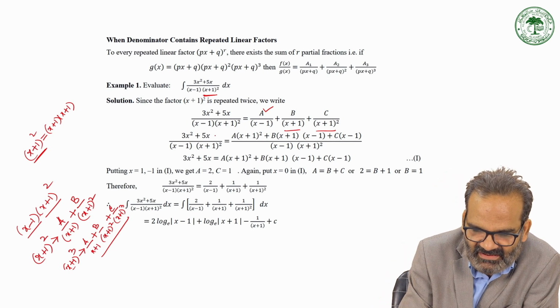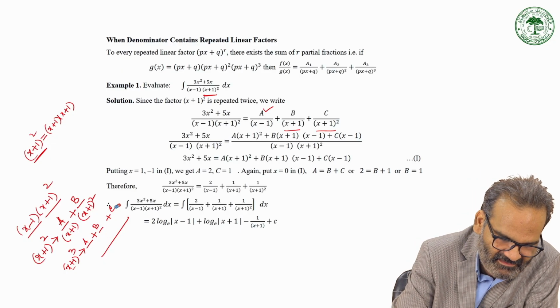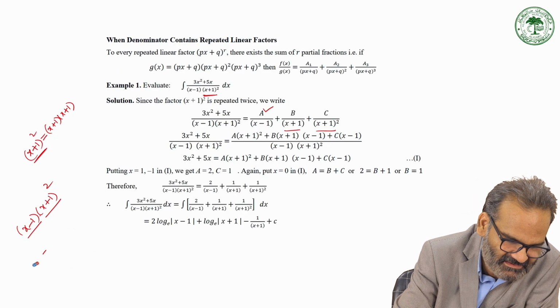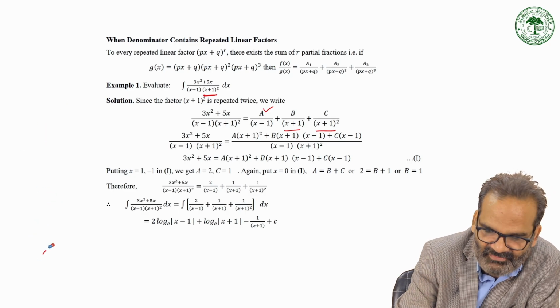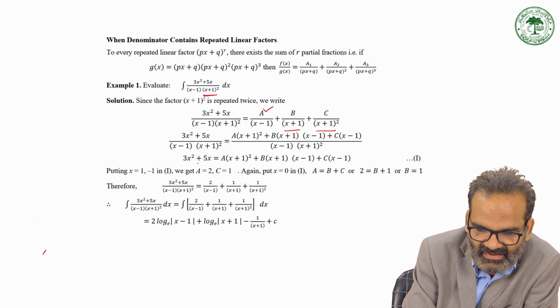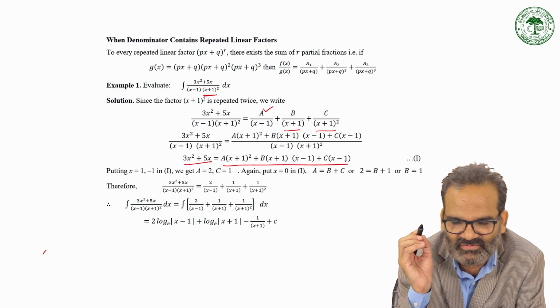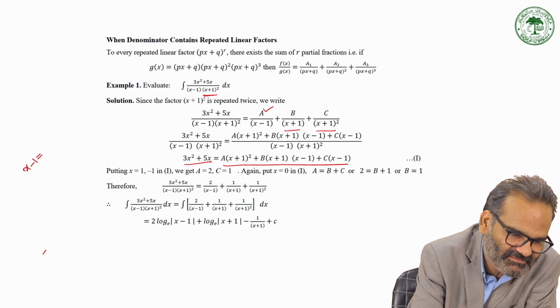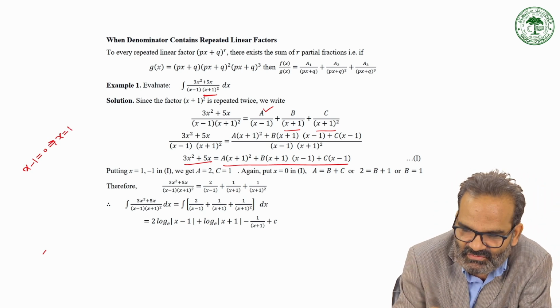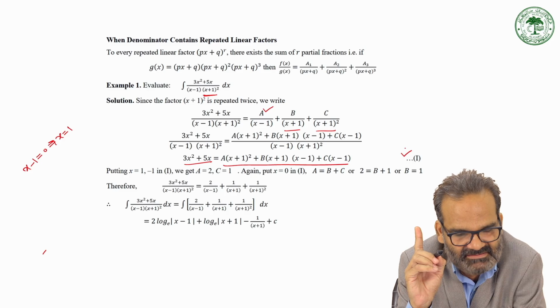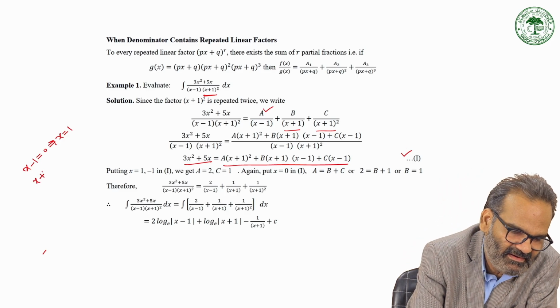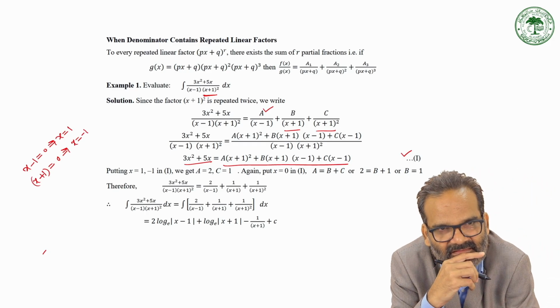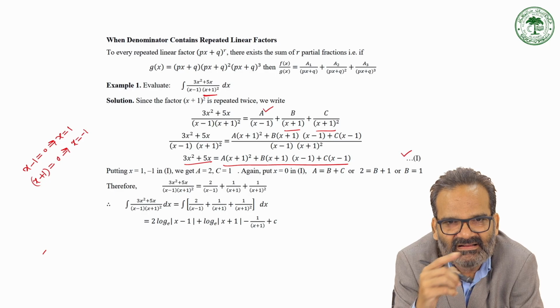So this is the LCM on the left hand side, and we have taken the LCM on the right hand side. After simplifying these LCMs, what will we get? We get this equation: 3x² + 5x is equal to this. This is our equation 1, right? See, x − 1 is a factor, so x − 1 = 0, which implies x = 1. Put x = 1 in equation number 1, and you will get a constant. x + 1 is also a factor, so x + 1 = 0, which implies x = −1. If we put x = −1, you will get the other constant.